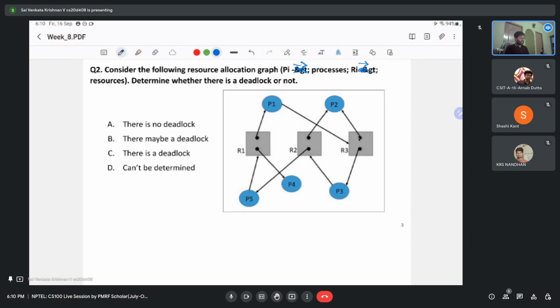Right. So the second question is as follows: consider the following resource allocation graph. You are given this resource allocation graph, where there are 5 processes P1 to P5, and the resources R1, R2, R3 are given. Now, based on this resource allocation graph, determine whether there is a deadlock or not. So how do we find out whether there is a deadlock? Given this graph, any idea how we can go about finding the deadlock? What conditions should hold if a deadlock has to exist?